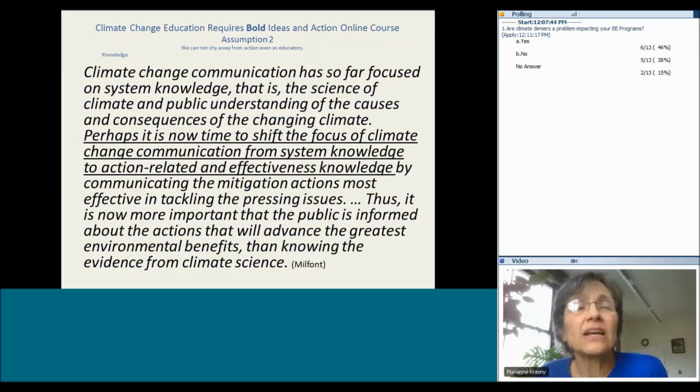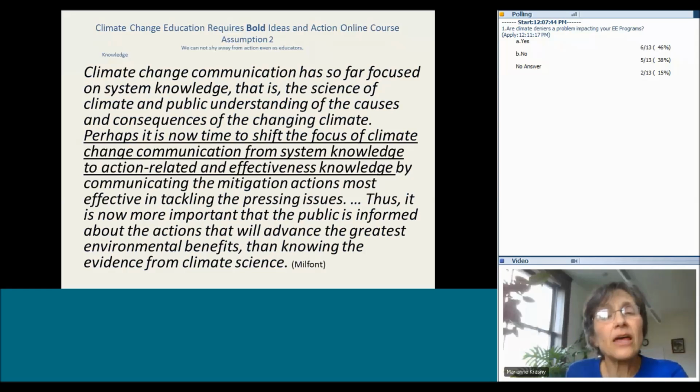So Milford says that climate change communication has so far focused on system knowledge. That is, the science of climate and public understanding of the causes and consequences of the changing climate. So here's what's important. She says that perhaps it's now time to shift the focus of climate change communication from system knowledge to action-related and effectiveness knowledge, by communicating the mitigation actions most effective in tackling the pressing issues. Thus, it is now more important that the public is informed about the actions that will advance the greatest environmental benefits than knowing the evidence from climate science.